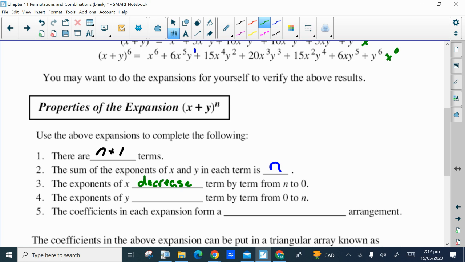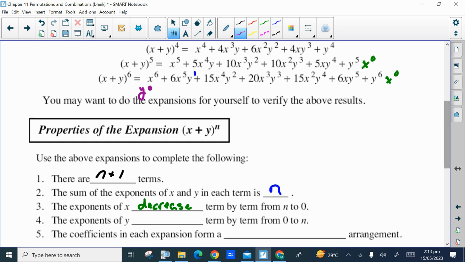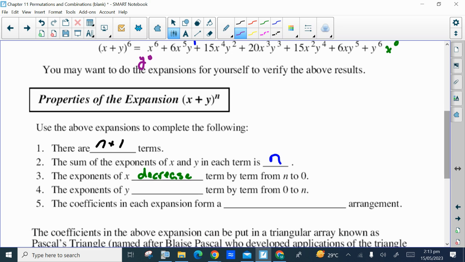What about the exponents of y, which is the second term of the binomial? Well, if we look at this last row, it's just x to the 6th, but that's the same thing as x to the 6th, y to the 0. The next term is y to the 1, then y squared, cubed, 4th, 5th, all the way up to 6. Same thing with the row above. The first term of the expansion is y to the 0, then y to the 1, 2, 3, 4, ending in y to the 5. So in every case, the exponents of y increase term by term from 0 up to n.